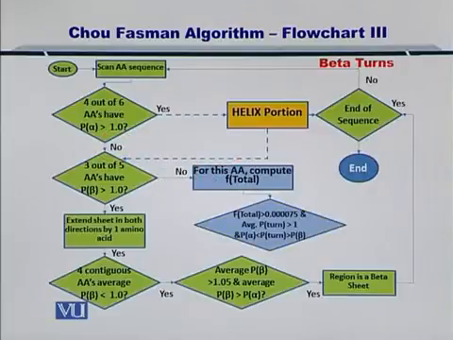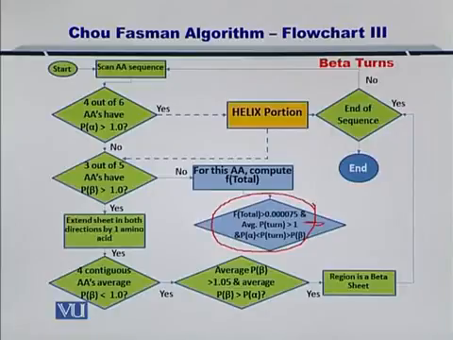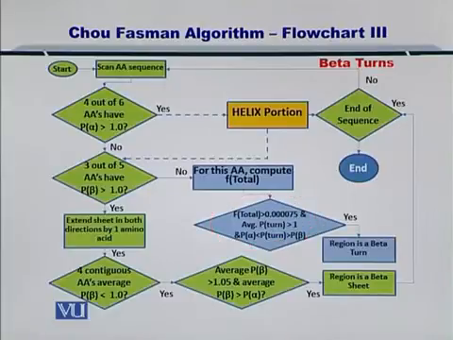If the F total that you have computed is greater than 0.000075, or the average propensity for the turn is greater than 1, and if the propensity for the turn is greater than both the alpha helix and the beta sheet, in that case you form a turn. So the region is finalized as a beta turn, as I just mentioned.